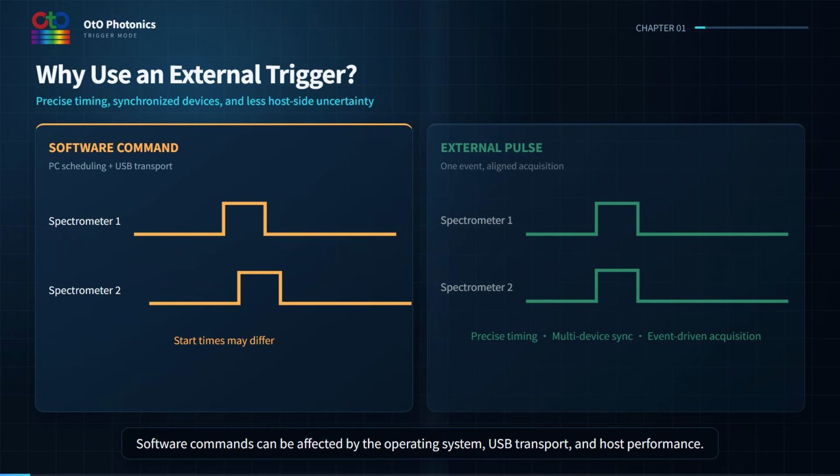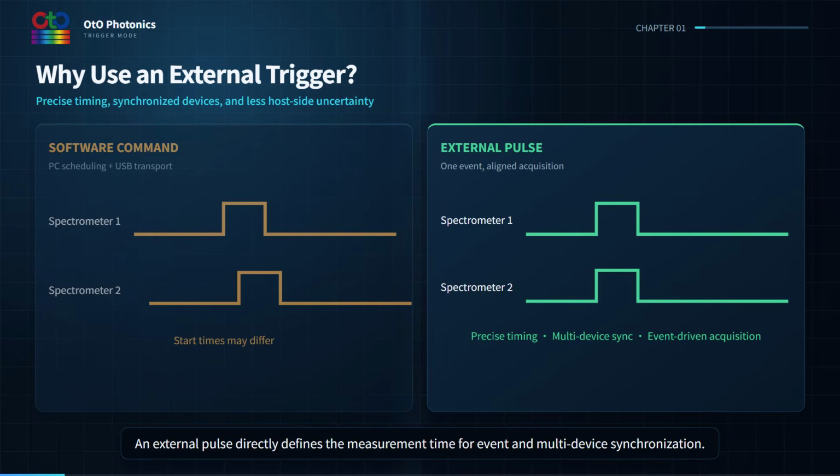When a measurement command is sent by a computer, the actual measurement start time may be affected by operating system scheduling, USB transport, and host performance. If the event is very brief, or if several spectrometers must begin exposure at the same instant, software commands alone may introduce timing differences. With external trigger, the spectrometer waits directly for a hardware pulse and starts the configured measurement when the event arrives. This synchronizes acquisition with external equipment, lets multiple spectrometers start from the same signal, and reduces uncertainty caused by delays on the computer side.